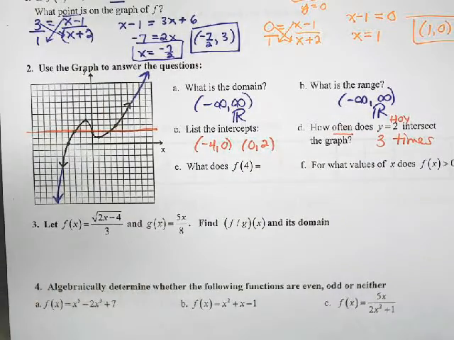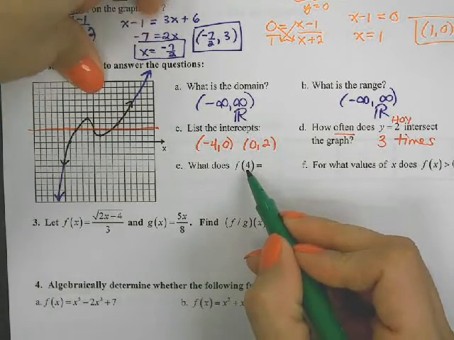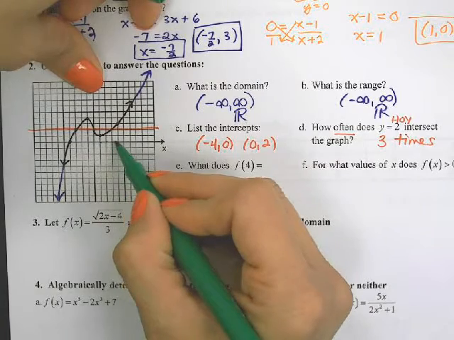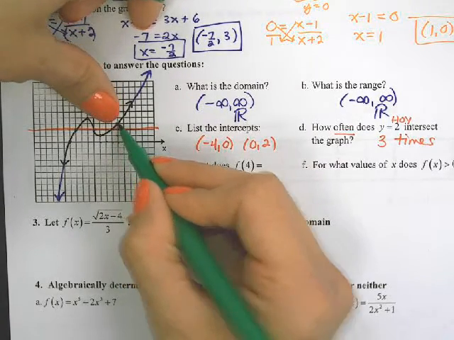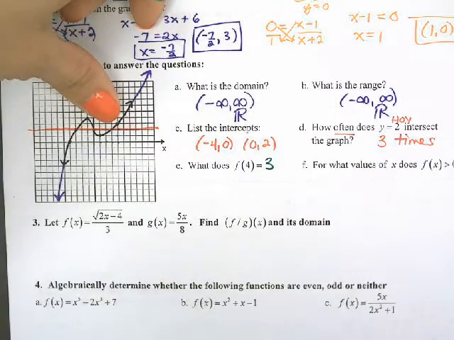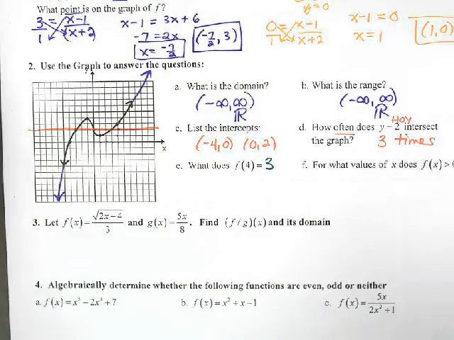Okay. What does f of 4 equal? 4 is the x value. Let's see what comes out. 1, 2, 3, 4. And the point right there at 4, 3. So f of 4 is a 3. And the last one, this is the fun one that we always like.